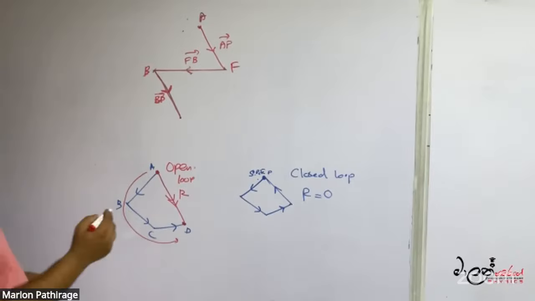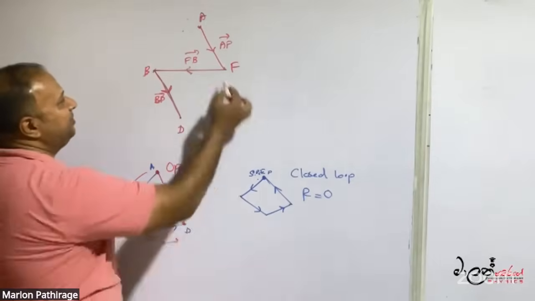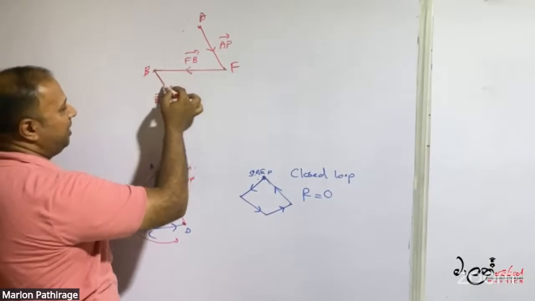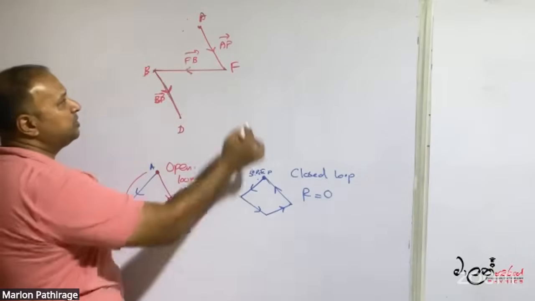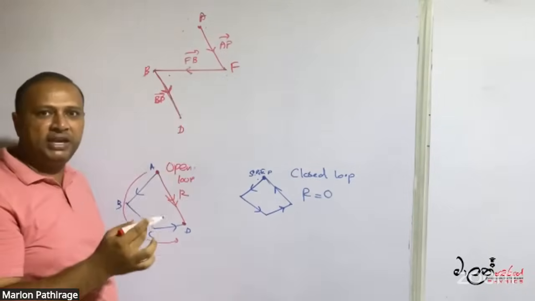B D. Now it is very easy. So this is the starting point. Look, the vectors are in order. How to say they are in order?